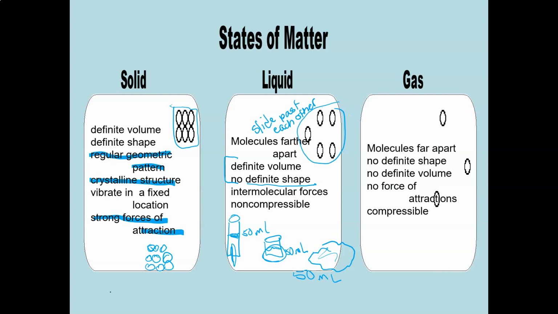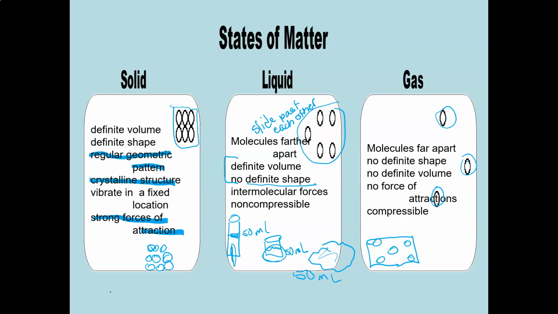Gas is the farthest apart. So you know how these are all very far apart here. This one, they're spread out. When you draw a gas, the easiest way to do it is put one in each corner of the box, because they'll give you a box to draw it in, and one in the middle, and that is a gas.